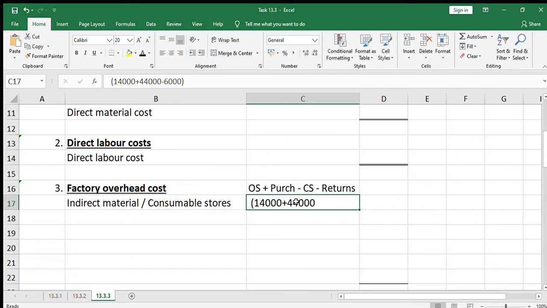So far we've got opening stock plus purchases. If there are no returns, we won't worry about it. And we must remember we'll subtract closing stock of consumable stores from here as well.